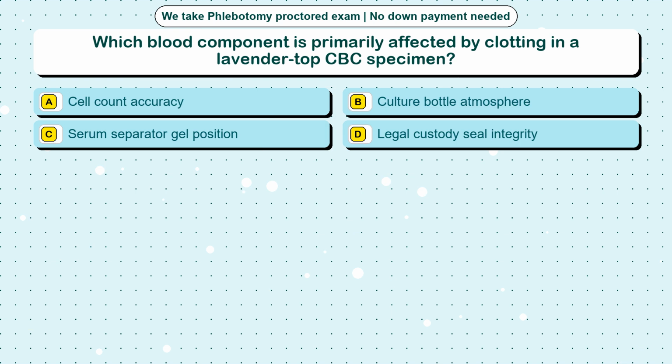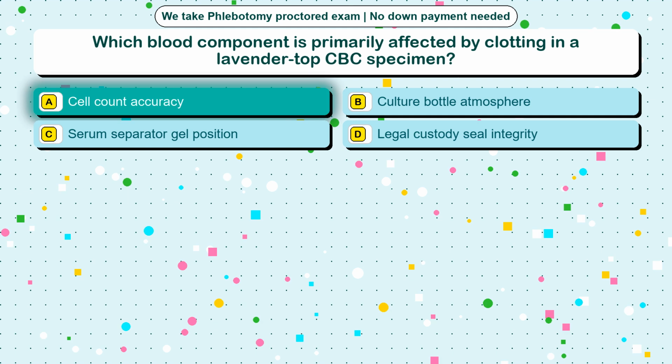Question 2. Which blood component is primarily affected by clotting in a lavender top CBC specimen? Option A. Cell count accuracy. Option B. Culture bottle atmosphere. Option C. Serum separator gel position. Option D. Legal custody seal integrity. The correct answer is option A.